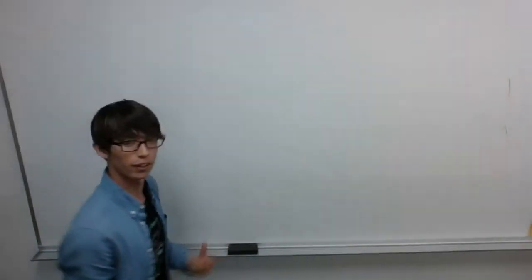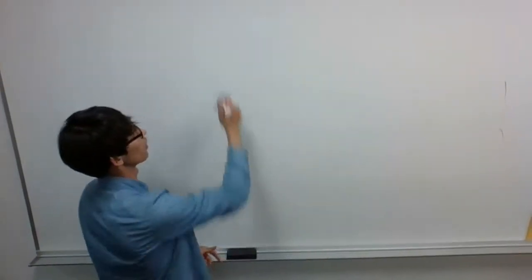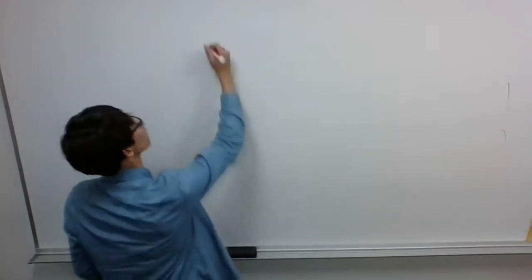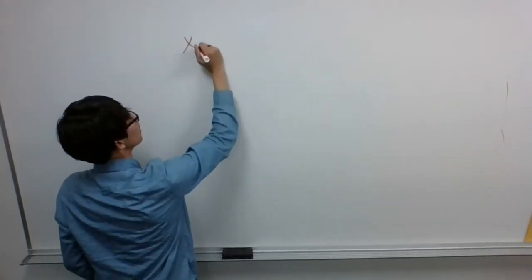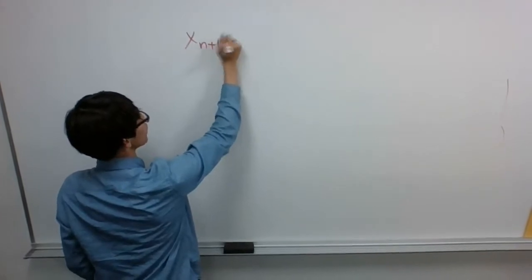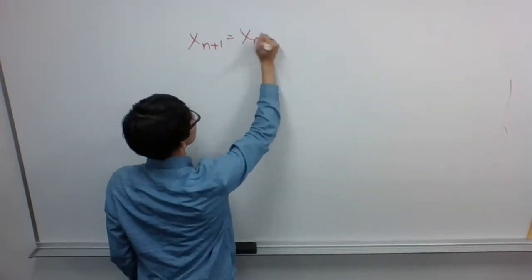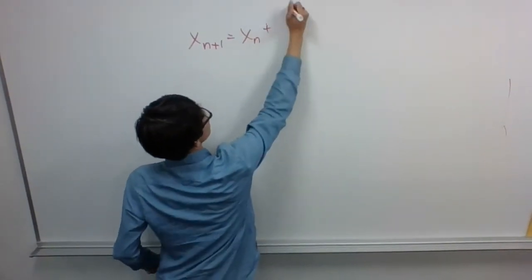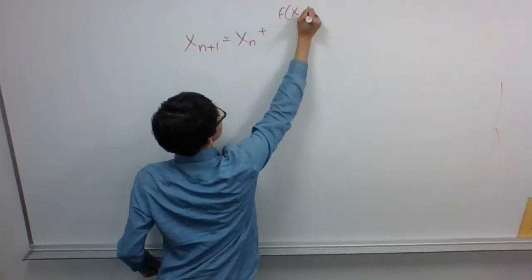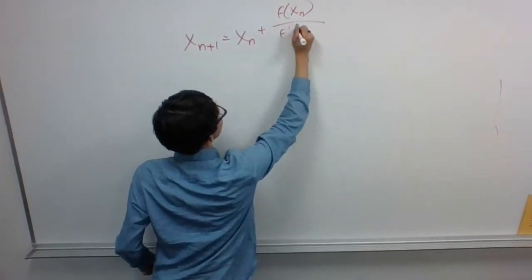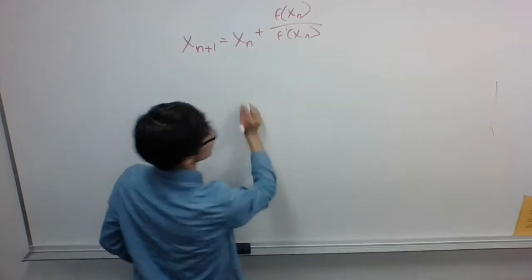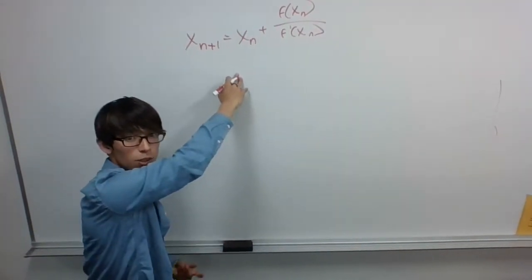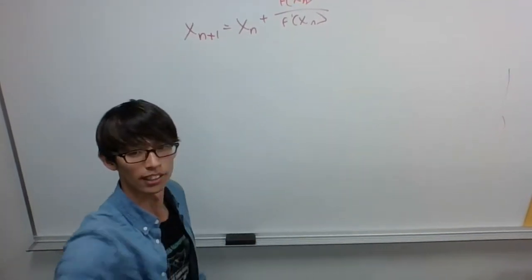So now I'm going to teach you how to get to the formula for Newton's method, which is xn plus 1 is equal to xn minus f of xn over f prime of xn. That's the general equation. I'm going to teach you how to get to that.